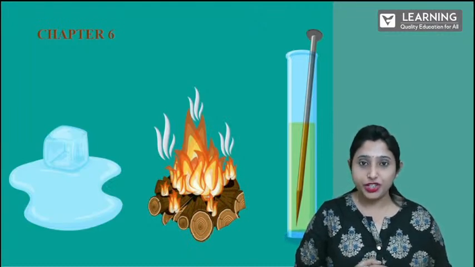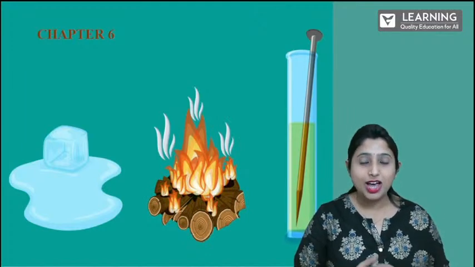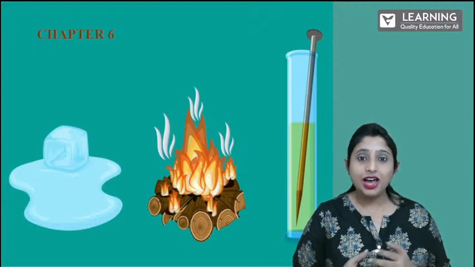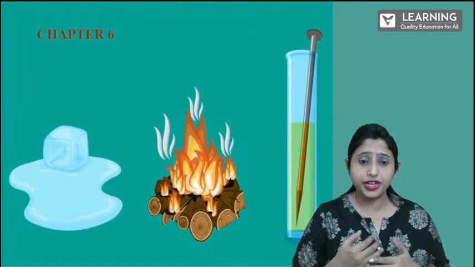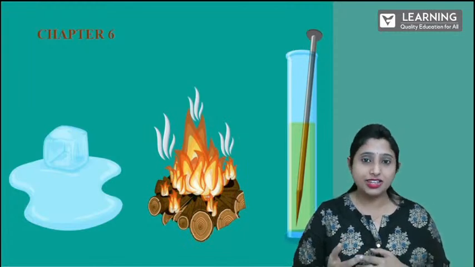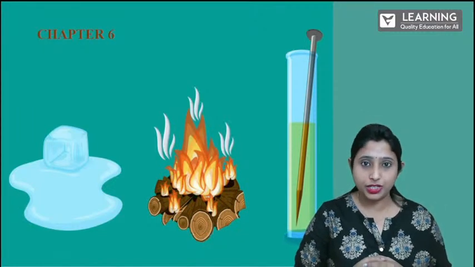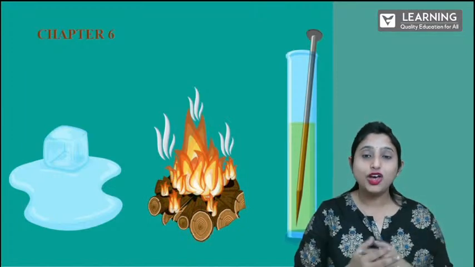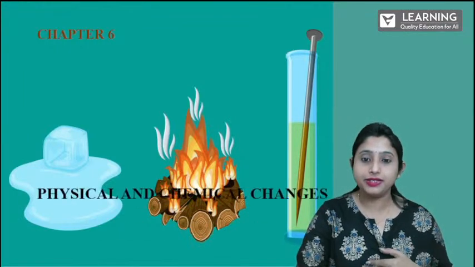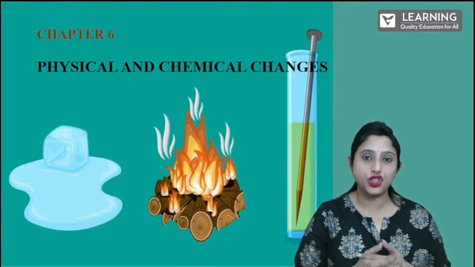So see, chapter 6 is a new chapter. What can you see in this picture? You can see melting ice, then burning wood, and then rust on the iron mill. In your surroundings, you see lots of changes every day, right? Some of the changes are physical, while some are chemical changes. Here in this picture, ice is melting, and wood is burning. What type of changes are these? It is all about physical and chemical change. So, our next chapter is physical and chemical changes.